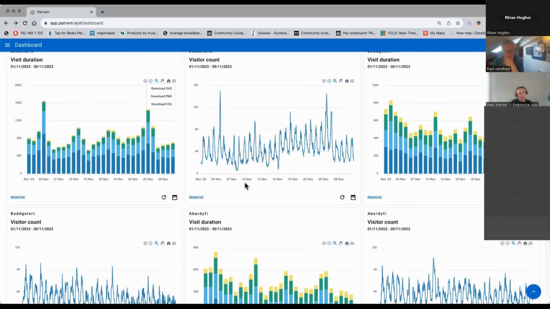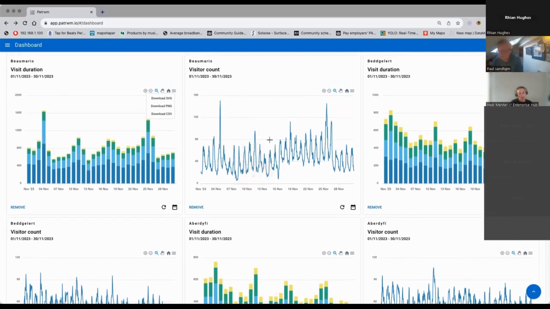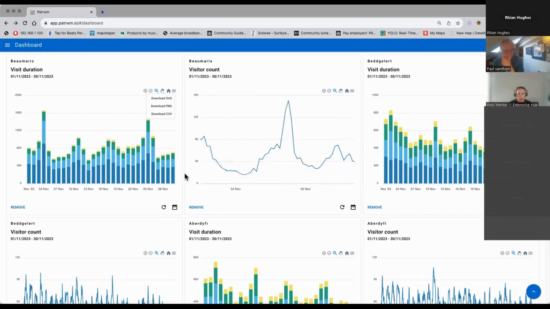In addition, this is Bamaris. We've got the dwell times of people, and we've also got the counts, so this is actually giving us a visitor count. On the 4th of November, if we zoom into a little element of that, I've just dragged over the system and it should enable me. There we go. You can do this on any of the graphs in Patrwm.